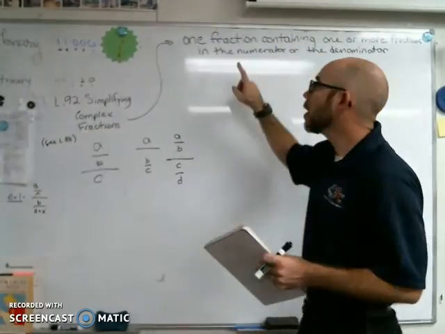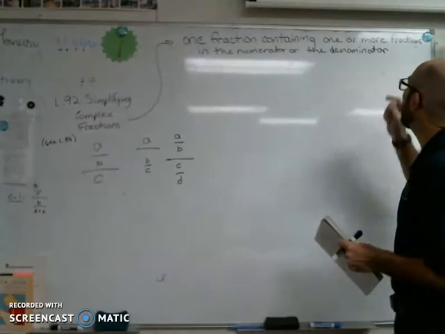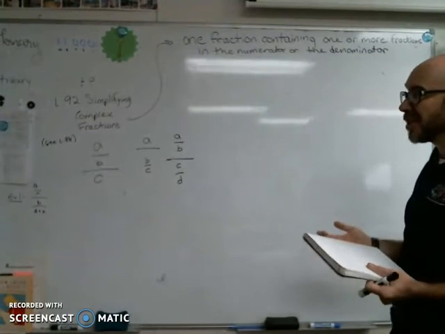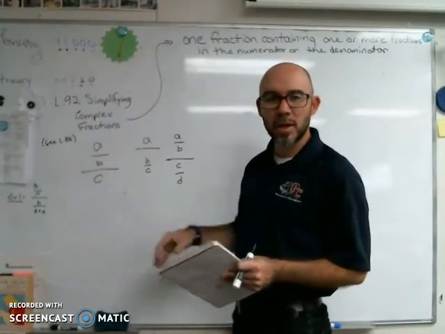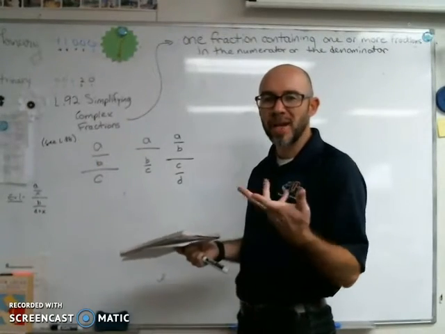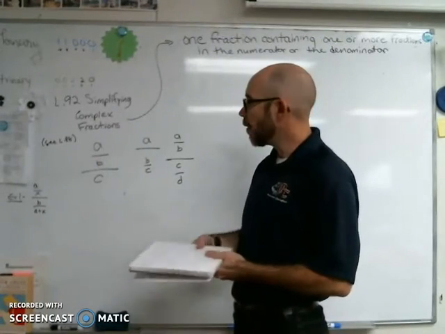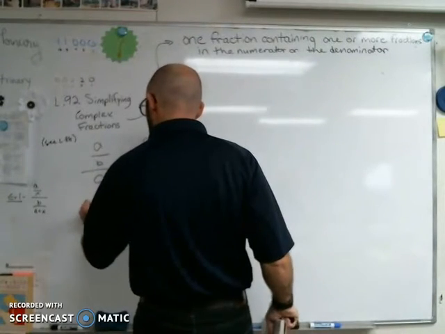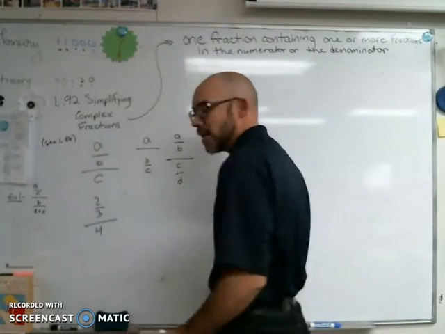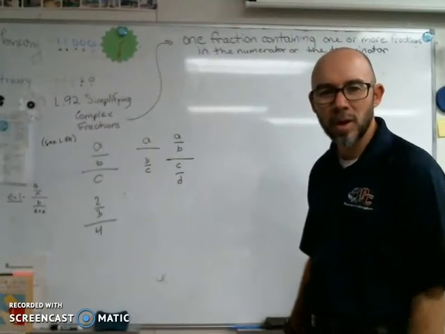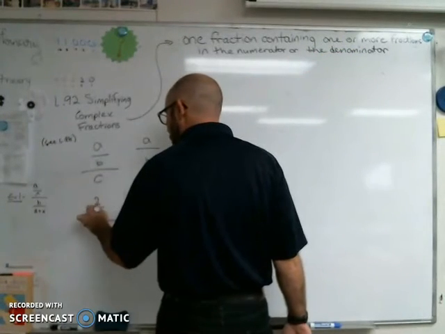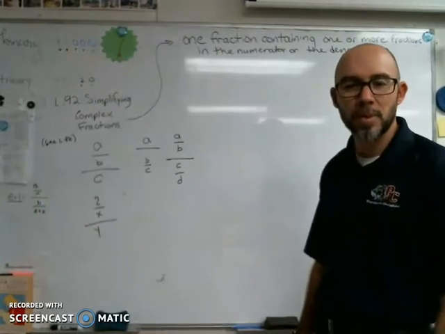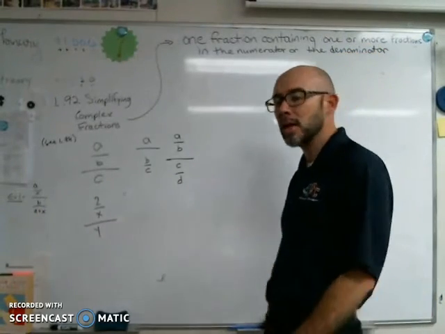Up here, one fraction containing one or more fractions in the numerator or the denominator. We got several different weird ones here, and I'll write in some numbers so that you can imagine what this actually means. A fraction divided by a whole number. So maybe it's 2/3 divided into 4 pieces. That's kind of weird, right? Or maybe it's 2 over x divided by y. That's a complex fraction, and we want to simplify that.